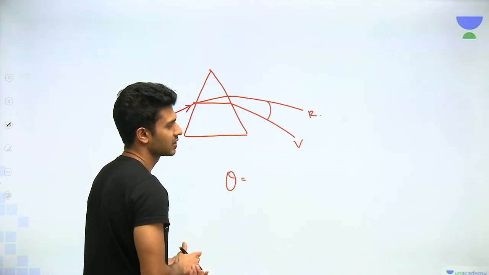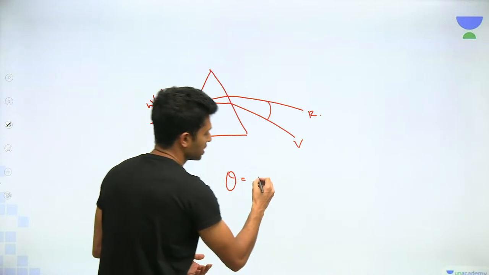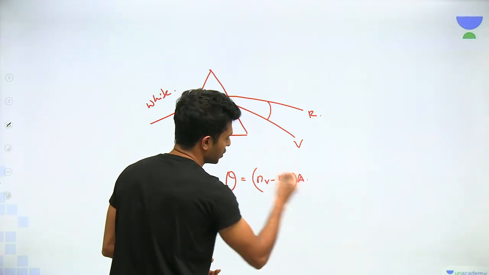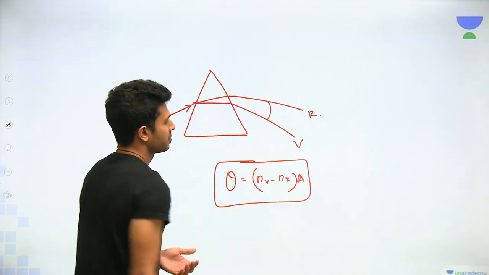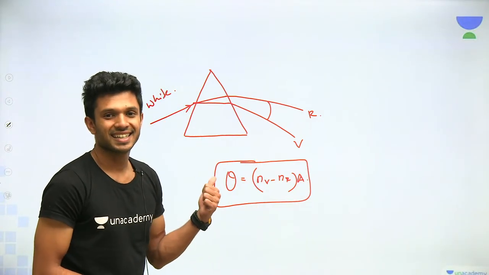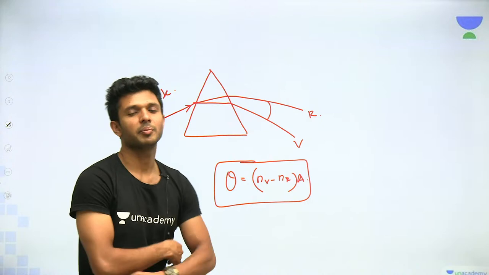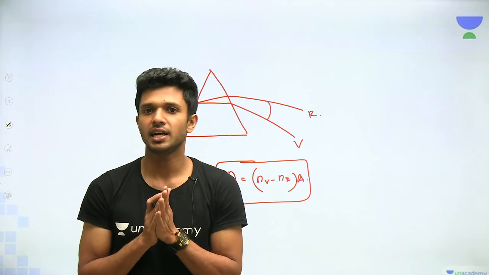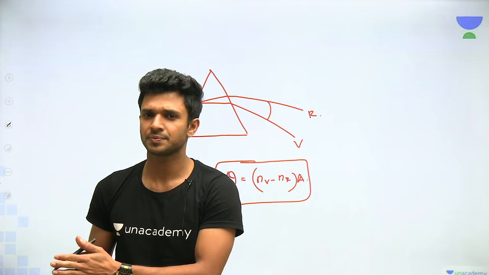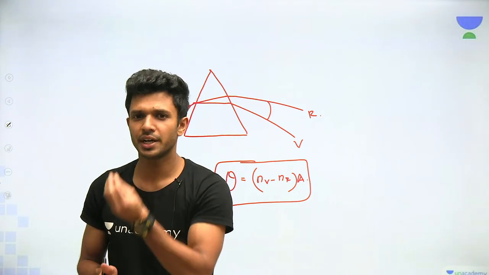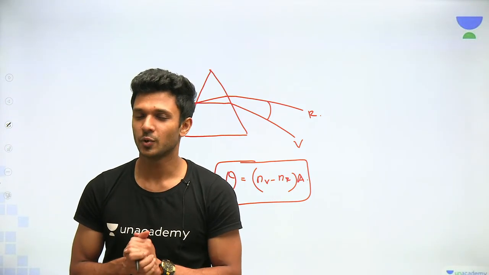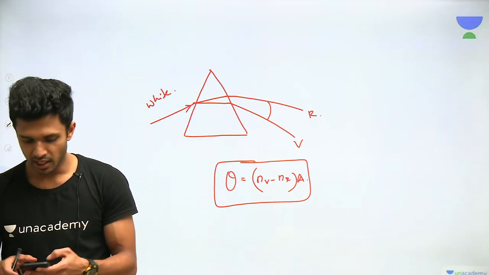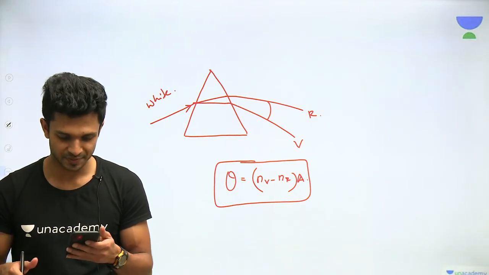Formula kya tha? What is the angle of dispersion? Nv minus Nr into A. Yaad hai ya nahi? We have made our discussion in yesterday's class. If anybody is having any doubts, please let me know in the chat box. Or else, we are going to continue from here. If everyone is super ready, humko shuru kar sakta hai.